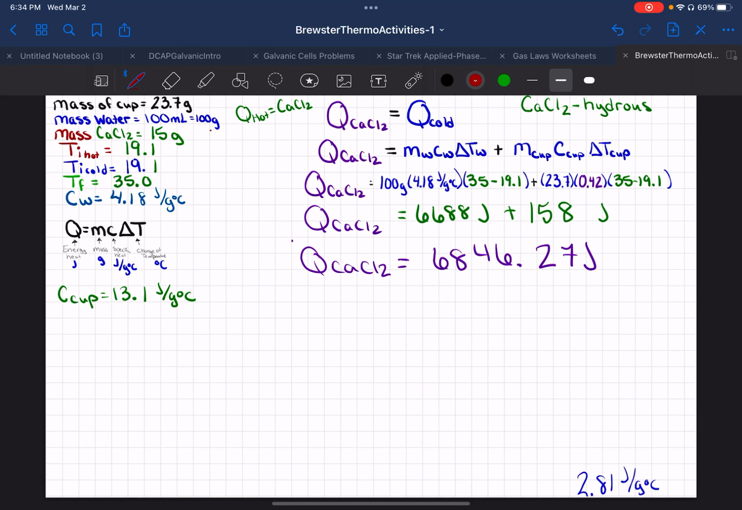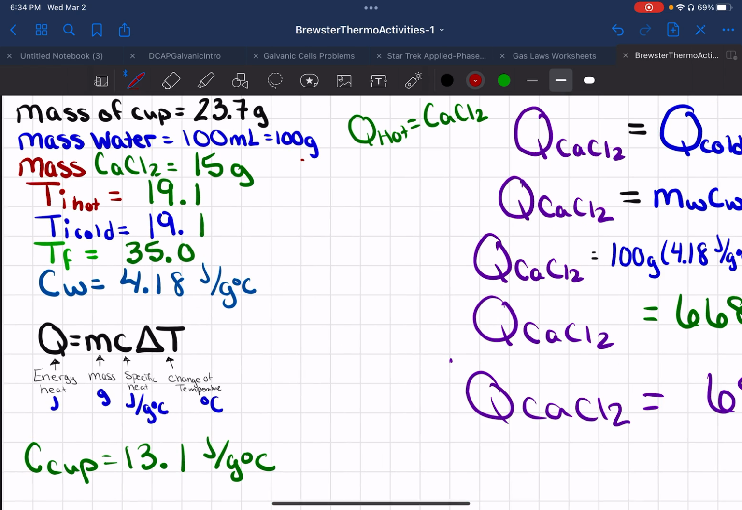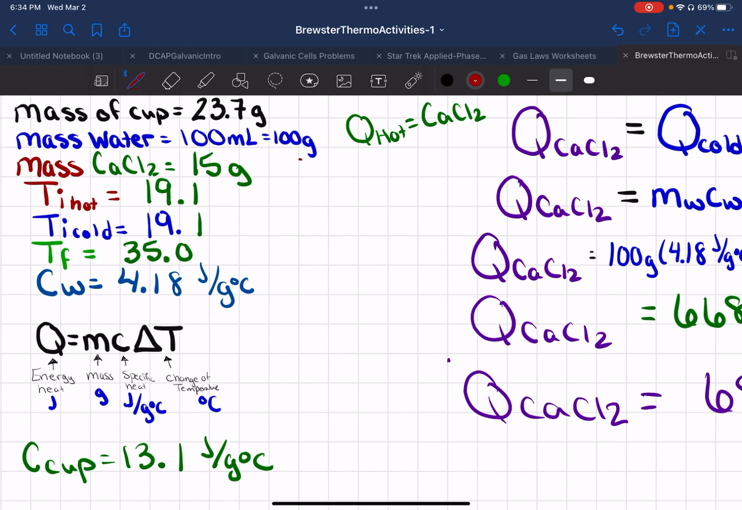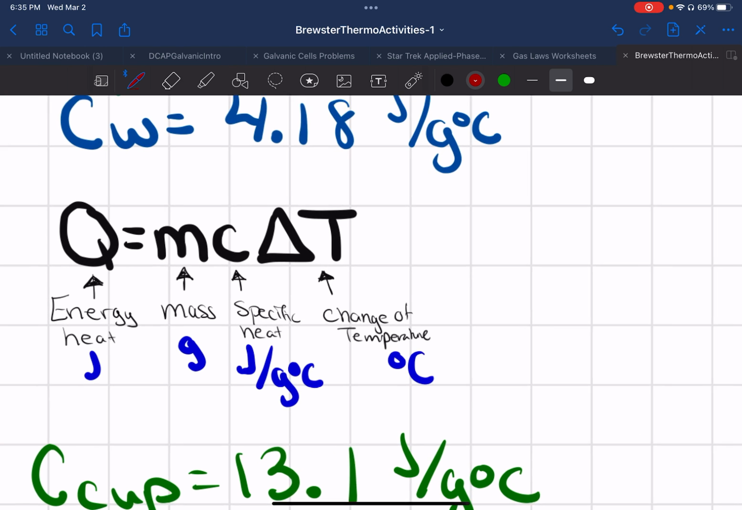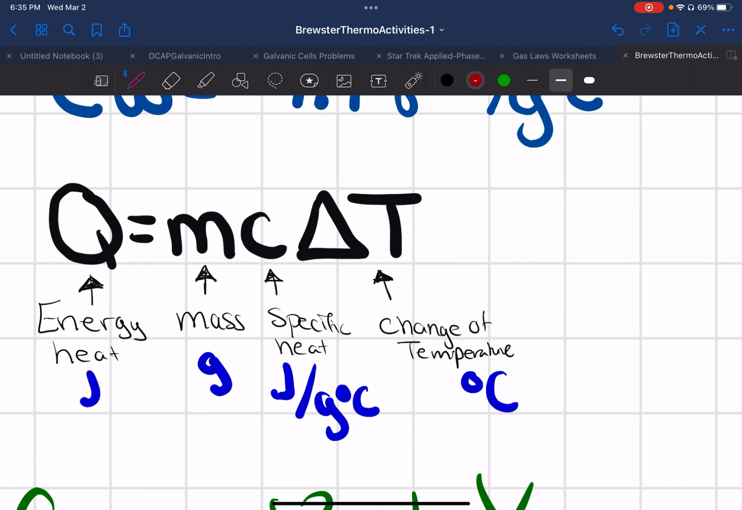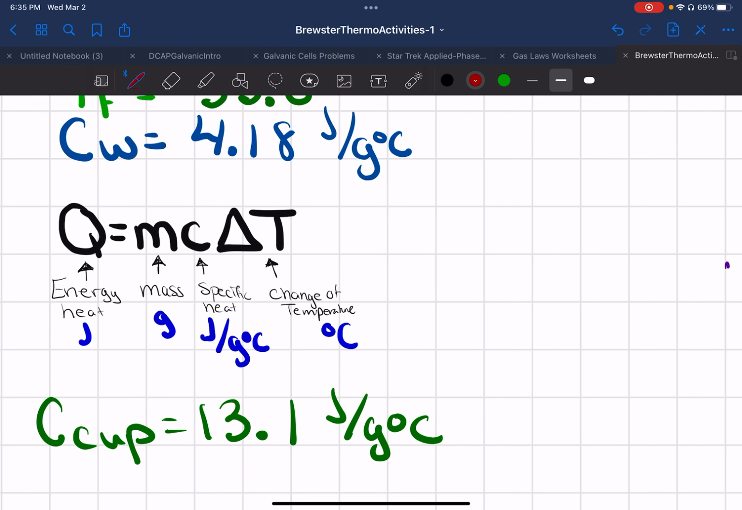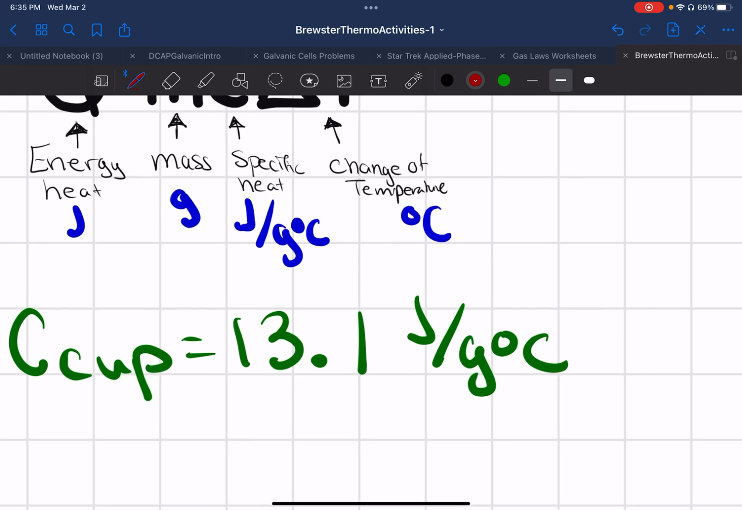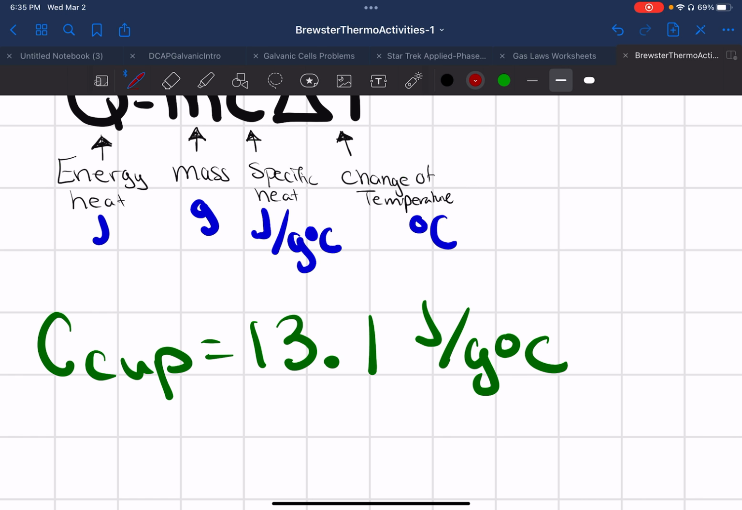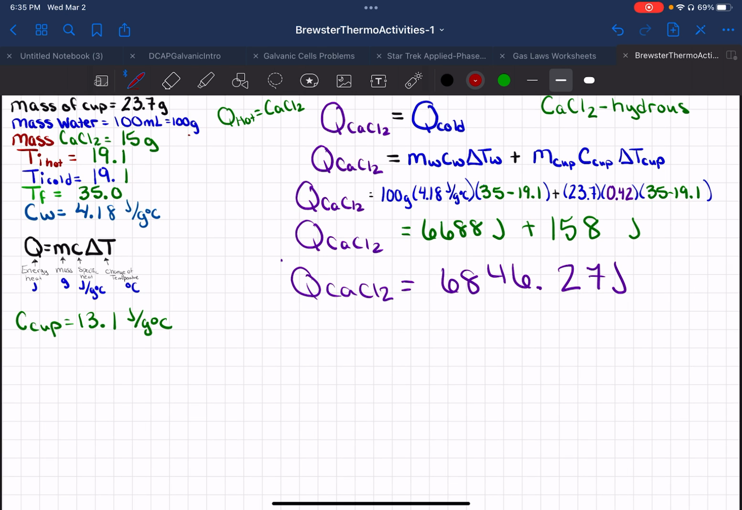But basically what we're going to do is we are calculating for the amount of enthalpy that was exchanged in this reaction. And so over here I have my data that I've collected. The cup has a mass, the mass of the water, the mass of the calcium chloride, the hot, the cold, initial, the final, and then the CW. Again, we're still using Q equals MC delta T as our equation. And this group that I used are data from 13.1, but I went ahead and changed it.